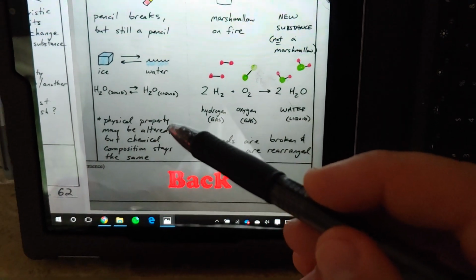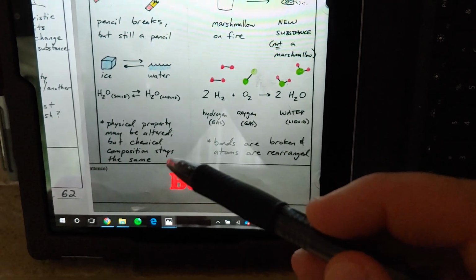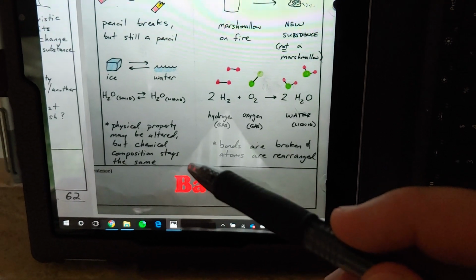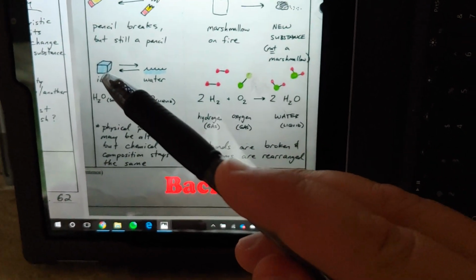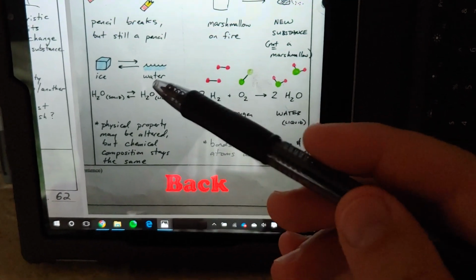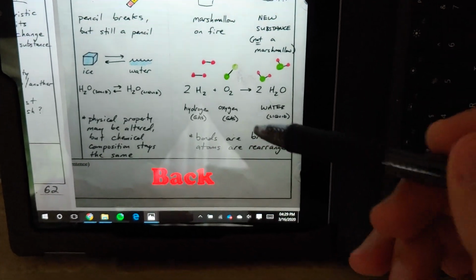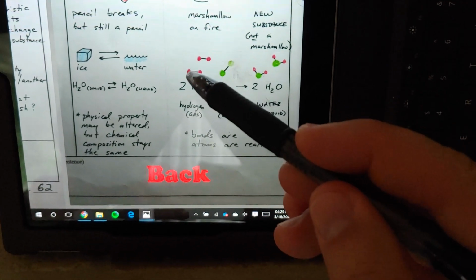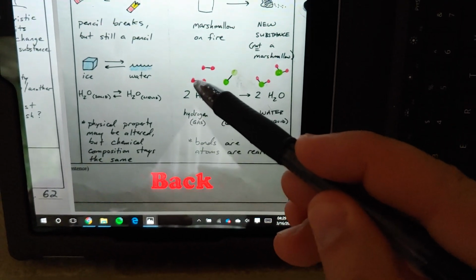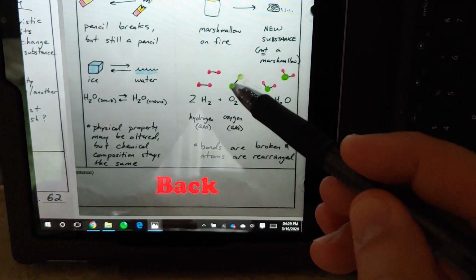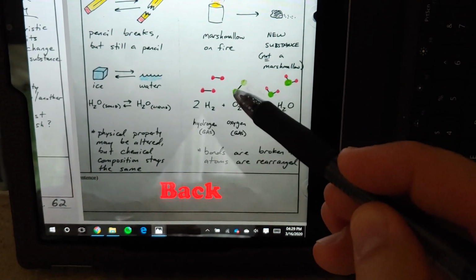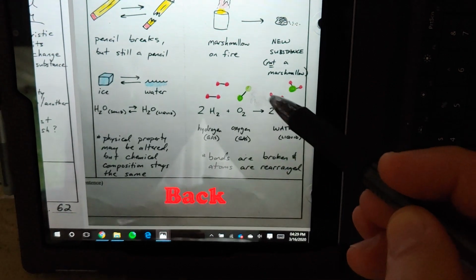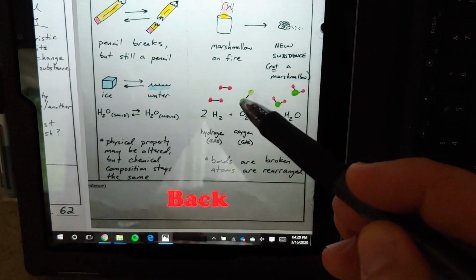Now, a physical property may be altered, but the chemical composition stays the same. So, for instance, it's still water. We went from solid to liquid, but it's still water, it's still H2O. But here, notice that bonds are broken. Notice the two red dots, the hydrogen, there's a line that's a bond. And between the two green dots, that's a bond. Notice that the bonds had to be broken to squeeze one of these green dots in the middle. We had to break this bond and break this bond.